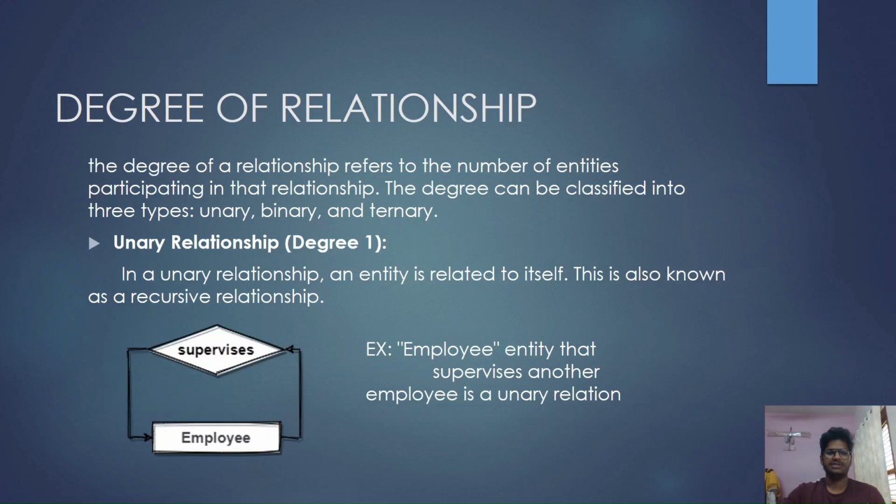Degree of relationship. The degree of relationship refers to the number of entities participating in that relationship. The degree can be classified into three types: unary, binary, and ternary. Unary relationship, which is of degree 1. In a unary relationship, an entity is related to itself. This is also known as a recursive relationship. In this example, there is only one entity, which is the employee entity, that supervises another employee.